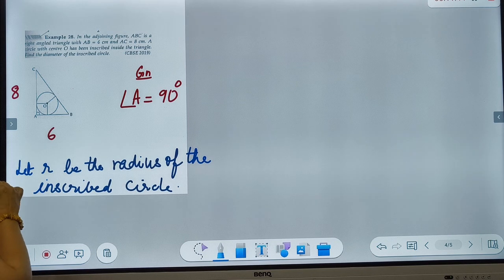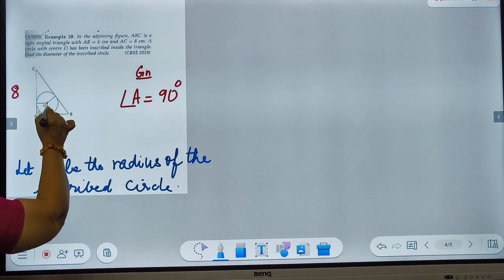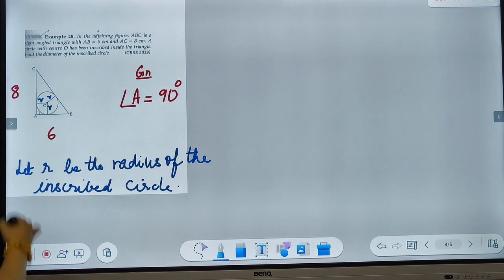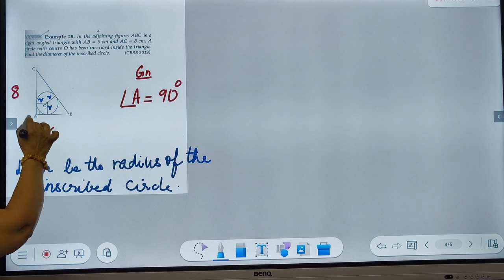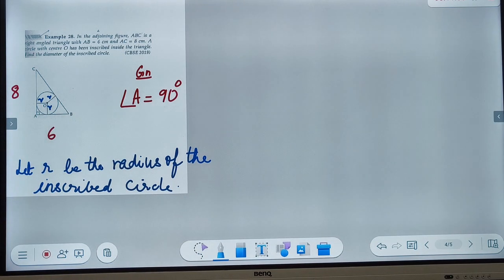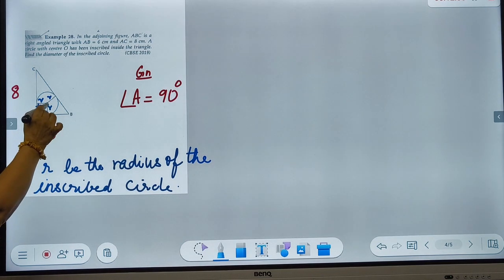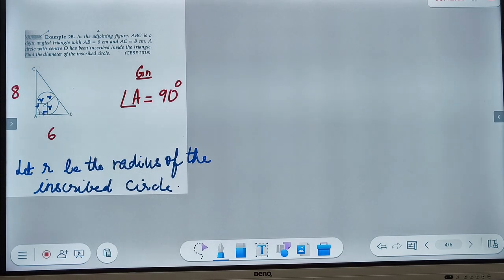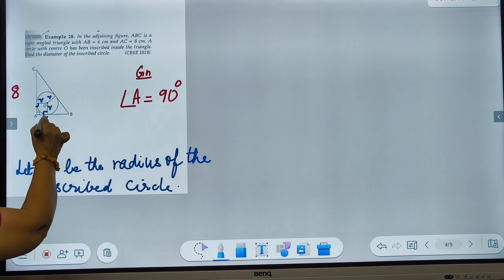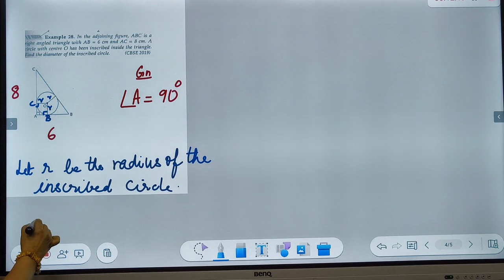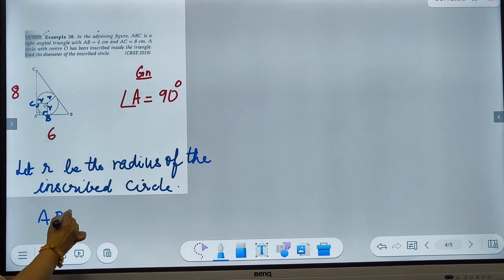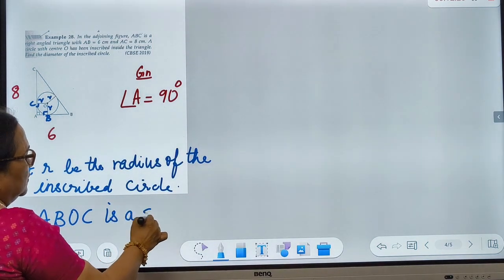If R is the radius of the inscribed circle, that means this is R, and this is R. Okay. Now radius is perpendicular to the tangent. Now this angle is 90 degrees. So this is also 90. So this is also 90. So the fourth angle will also be 90. Now these two are radii. So the adjacent sides are equal. Therefore, what is the conclusion that you draw? Let me call this point as B and this as C. ABOC is a square.